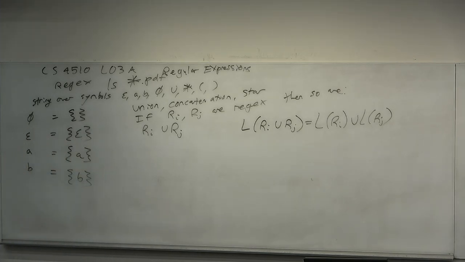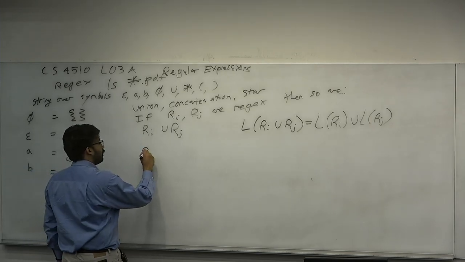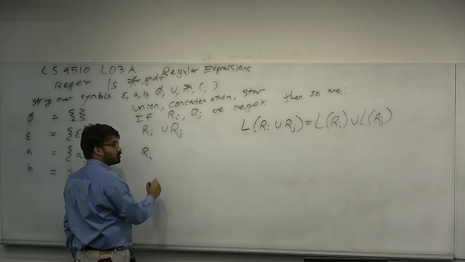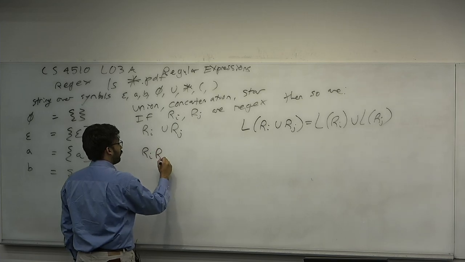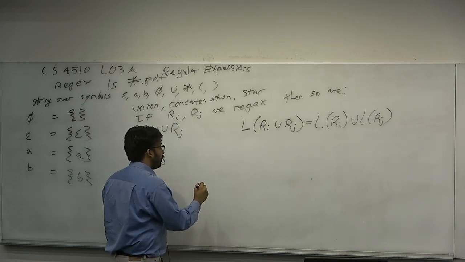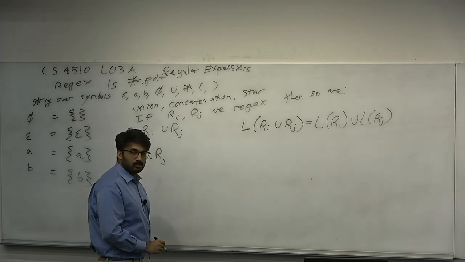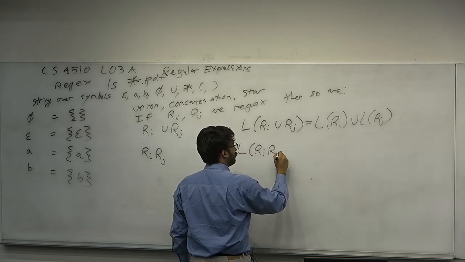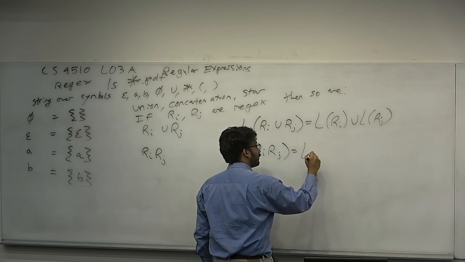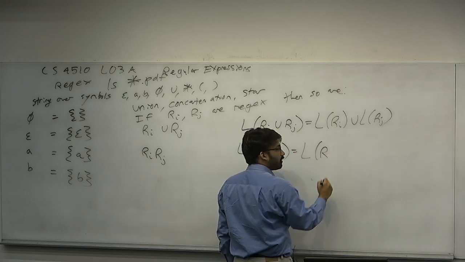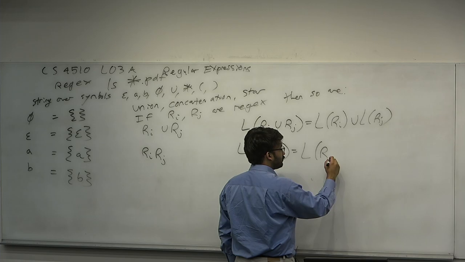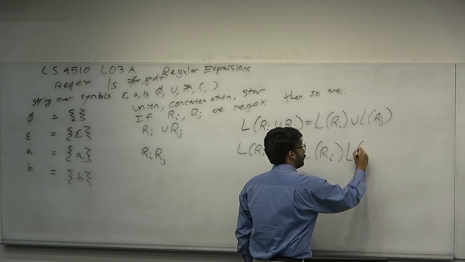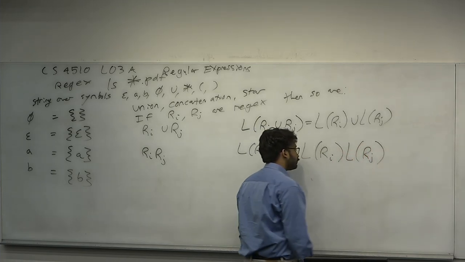Where L of ri, L of rj is the language that each corresponds to. Now, if you have ri and rj regular expressions, you may concatenate them to get ri rj, which corresponds to the concatenation of the languages. The concatenation of the regular expressions corresponds to the language which is the concatenation of the language of each regular expression, L of ri, L of rj, right?